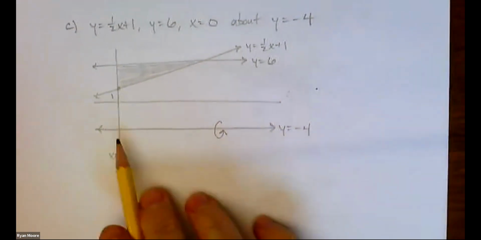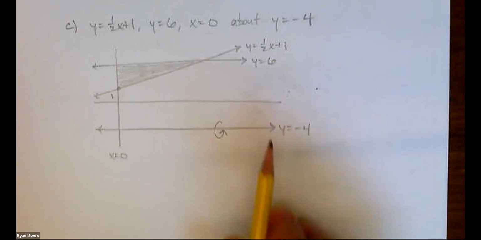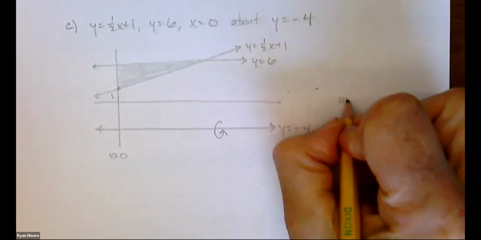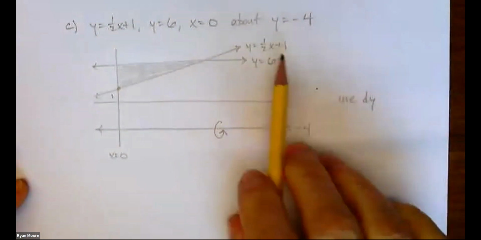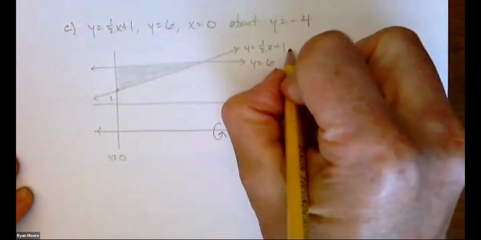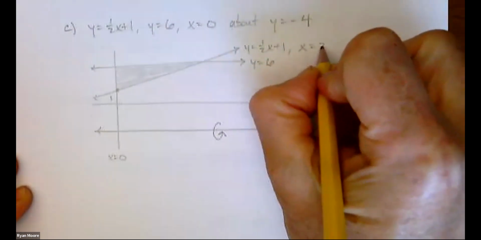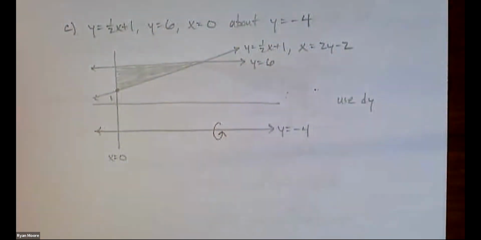Again, it's a horizontal axis, so we're going to use the opposite. We're going to use dy. That means we're going to have to solve our equation for x, again. What is that? 2y minus 2. No big deal.